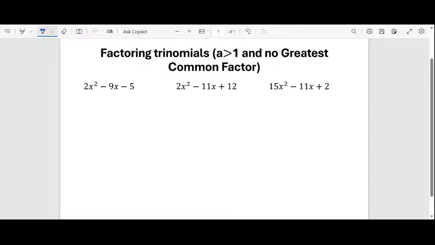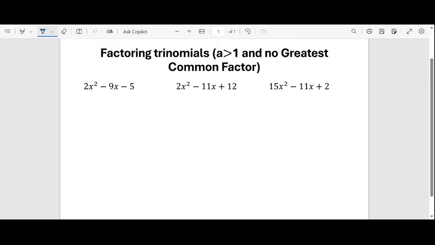Hey everybody, this video is going to cover factoring when you have an a value, a leading coefficient, that's greater than 1 and you cannot pull out a greatest common factor. So previously we discussed how to do this pulling out a greatest common factor. That would be a number you could divide all of your coefficients and your constant by.